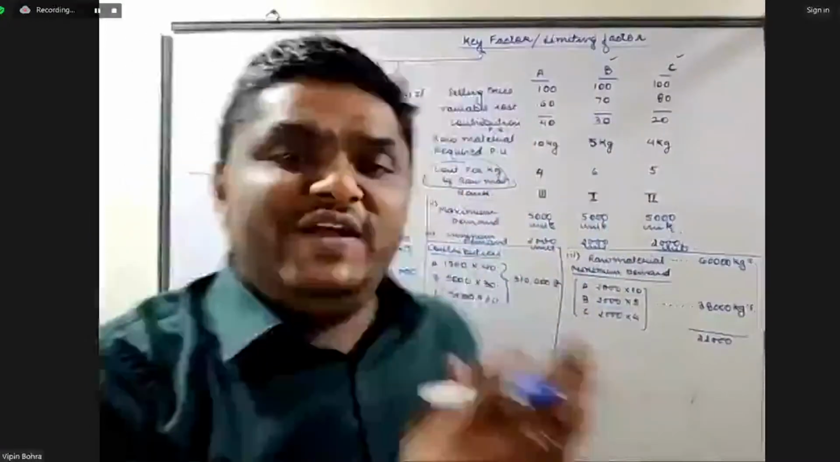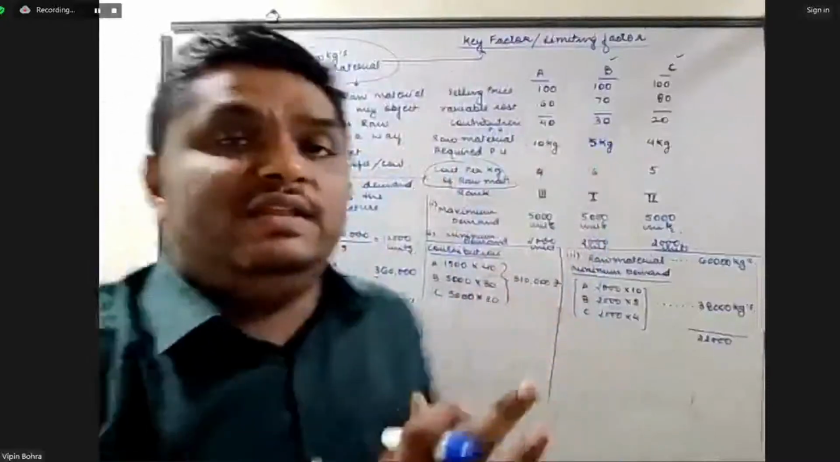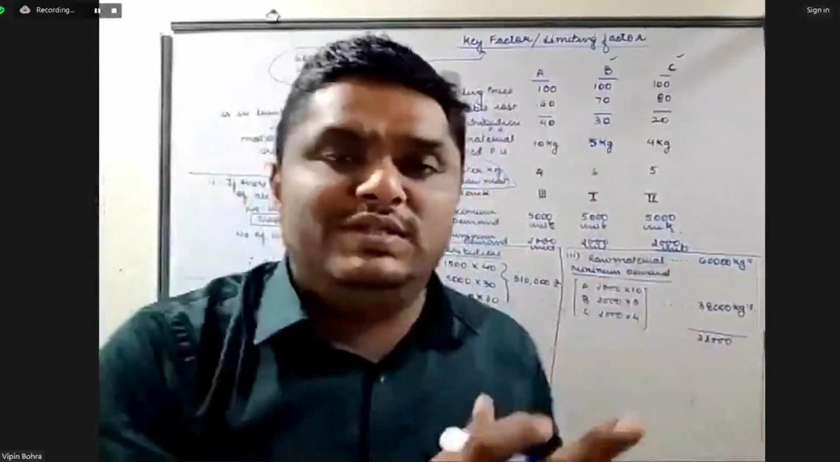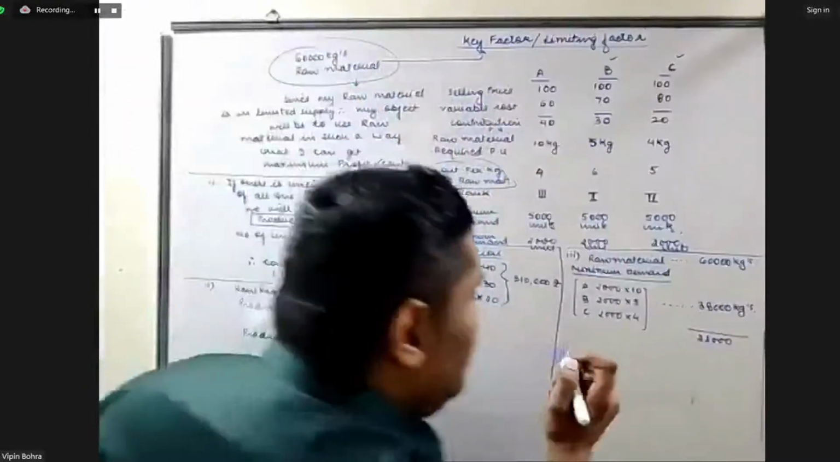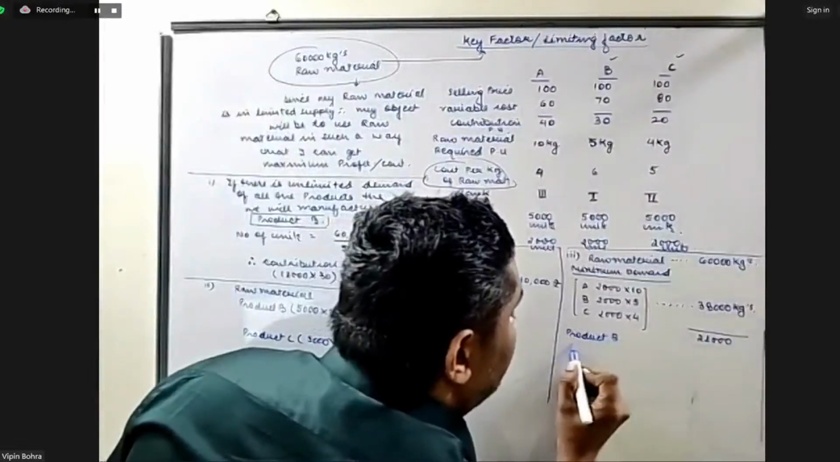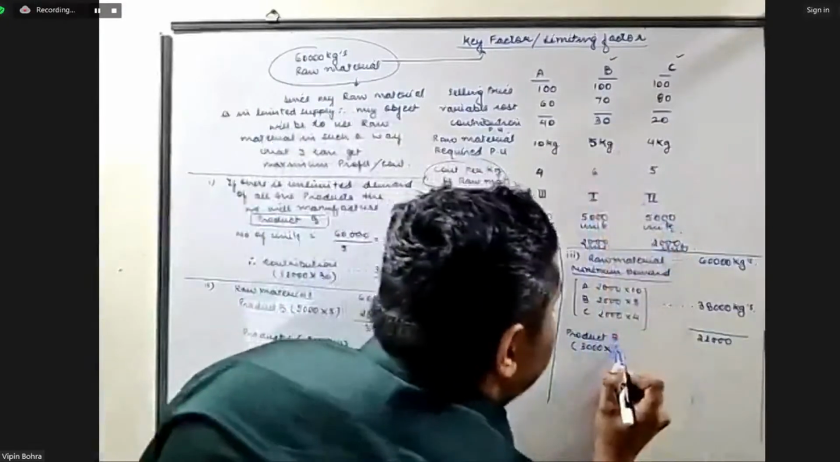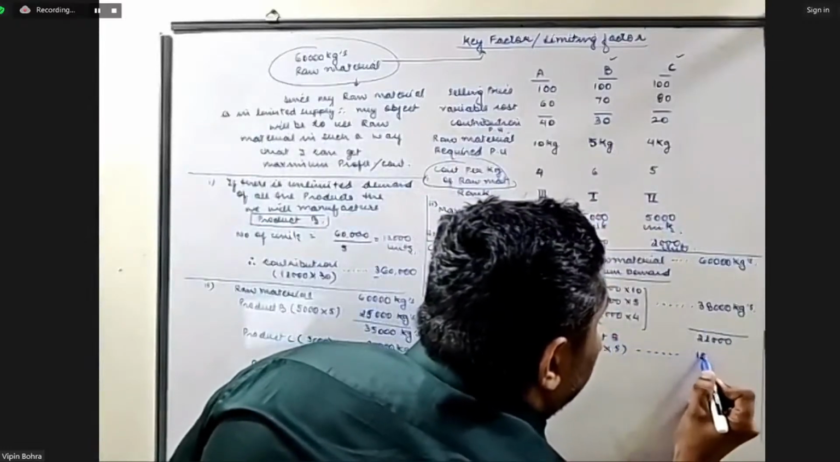So can we manufacture all the 3,000 units? So 3,000 into 5, 15,000. 15,000 is my requirement and we have 22,000 kgs. So we can fully manufacture product B. So herein we'll manufacture the remaining units of product B, that is the remaining 3,000 into 5 kgs. So 15,000 will be utilized.